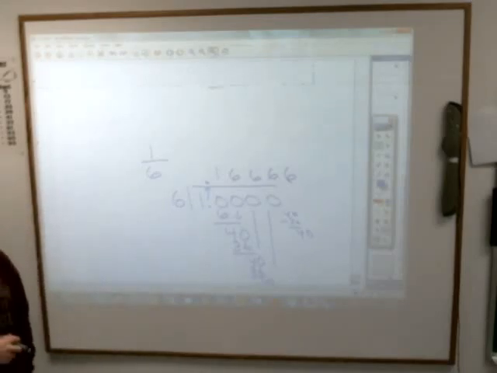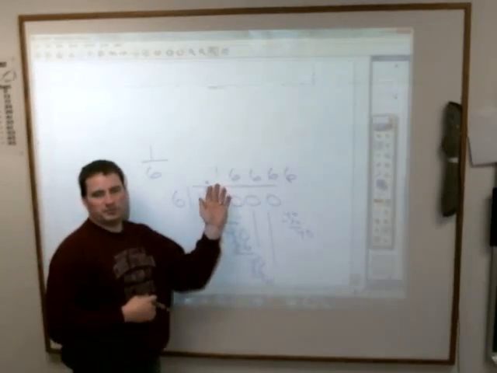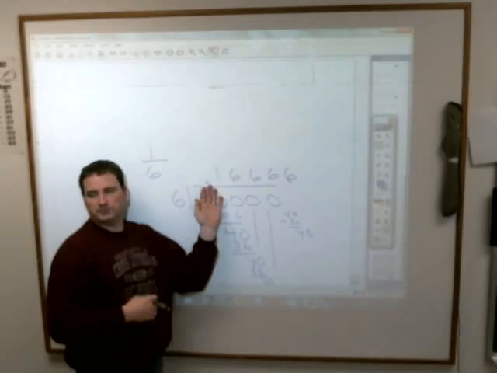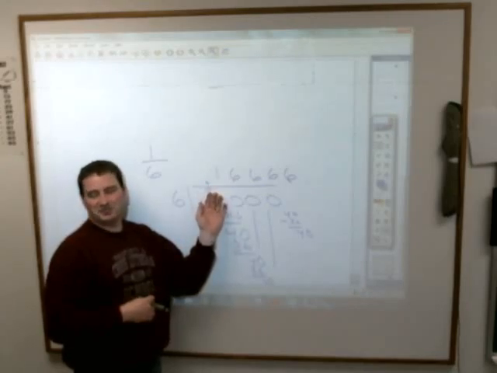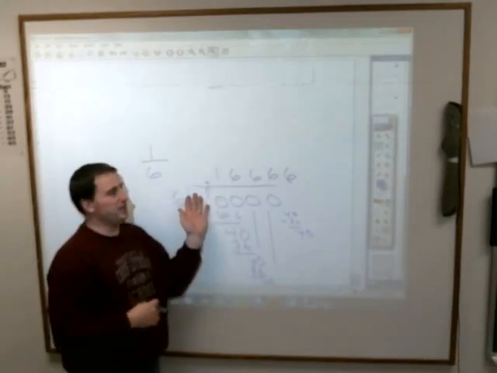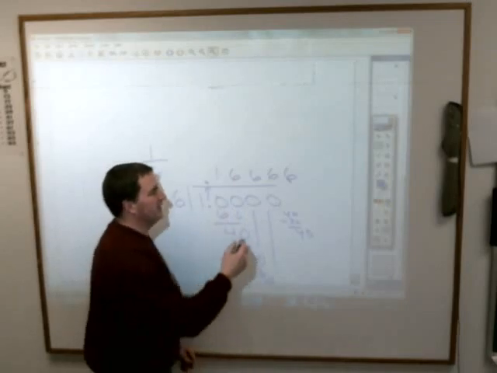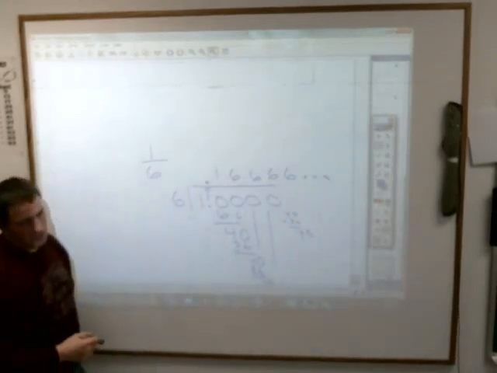You'll never stop doing that problem if I told you to go all the way to the end, because it's a repeating decimal. Anybody know what I do when I do that? How do I show a repeating decimal? Kelsey? Rather than writing all these 6's, you're supposed to do what, Jacob?